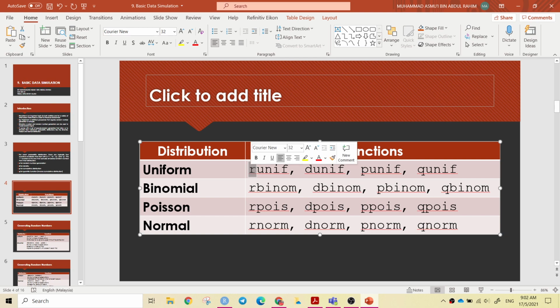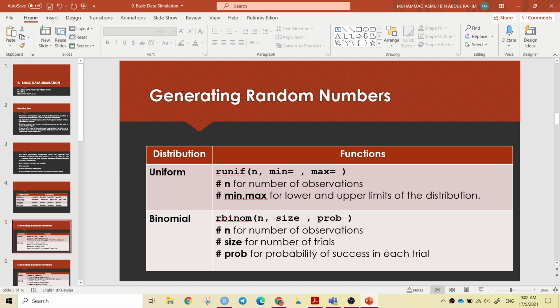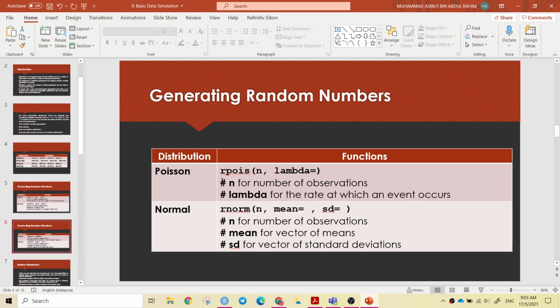The initial letter here is very important. Depending on the letter, R will produce the random output based on whatever you want. For this session, I will only highlight generating random numbers. So the functions that we use are: for uniform distribution, runif; for binomial distribution, rbinom; for Poisson distribution, rpois; and for normal distribution, rnorm.